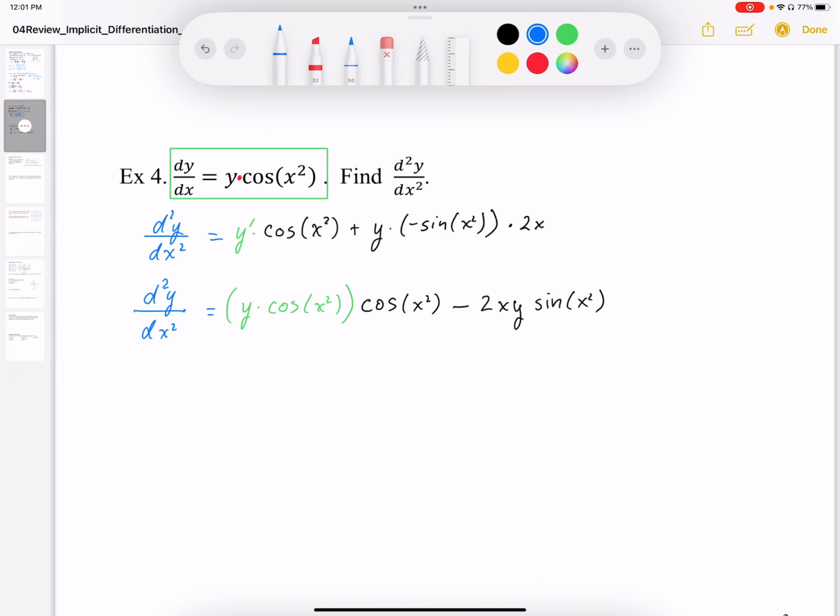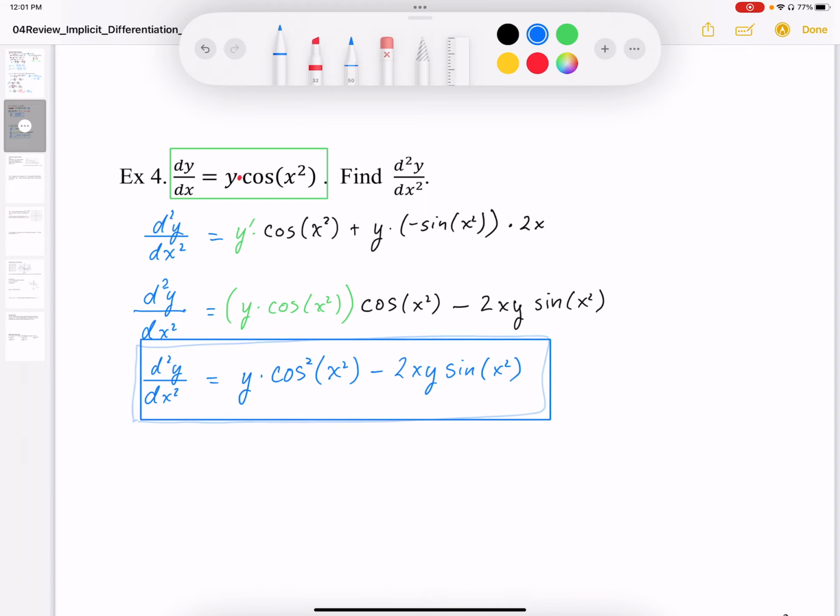I'm going to clean this up a little bit. I'm going to group some of these things together. So we could factor the y out. In this case, I'm not going to bother factoring the y. I'm just going to write it like this. y times cosine squared of x squared minus 2xy sine x squared. And there's my second derivative. So d squared y over dx squared is going to be this expression with just x's and y's.